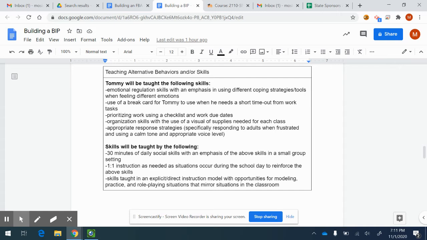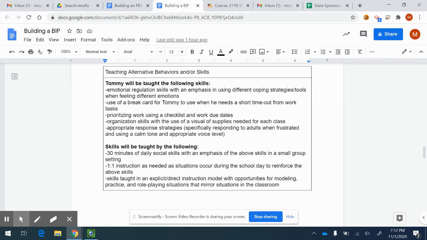As far as teaching alternative behaviors or skills, Tommy will be taught the following skills. These are the things that we're working on specifically in social skills with him. Emotional regulation skills with an emphasis on using different coping strategies or tools when feeling different emotions. So we know that he's really good at recognizing his emotions and he's really good at verbalizing those, but he's not really sure what to do with them when he's feeling them. So this is where we want to put into place the use of different coping strategies and tools that he can match up with the emotions that he's feeling, and we can find different strategies and explore different tools to help him get back to that baseline level.